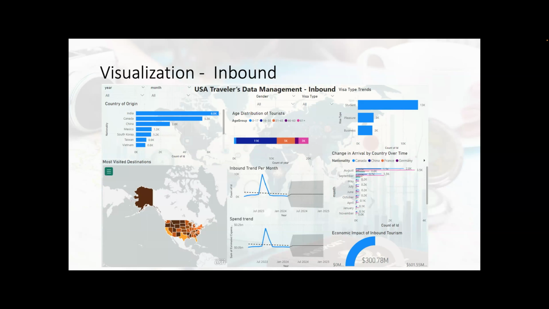As we get more data points, we could estimate it to the best possible. And with that, we could also see that the money incoming to US is around $300.78 million overall for 2023 and 2024. And the spend has also tended to increase in 2025. And for the change in arrival by country over time, we could see that it is mostly in August that people from other countries are traveling to US. Yeah, and the next slide.